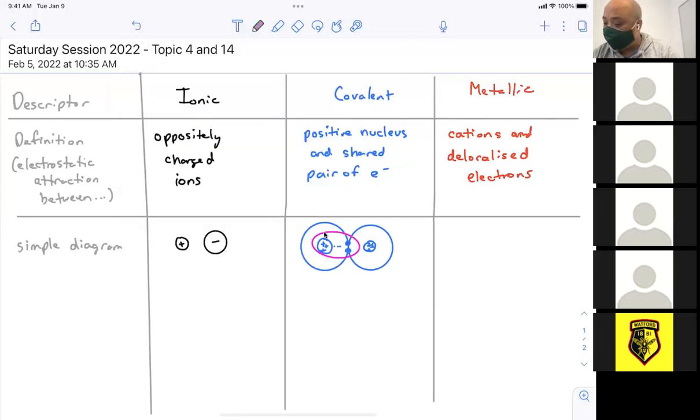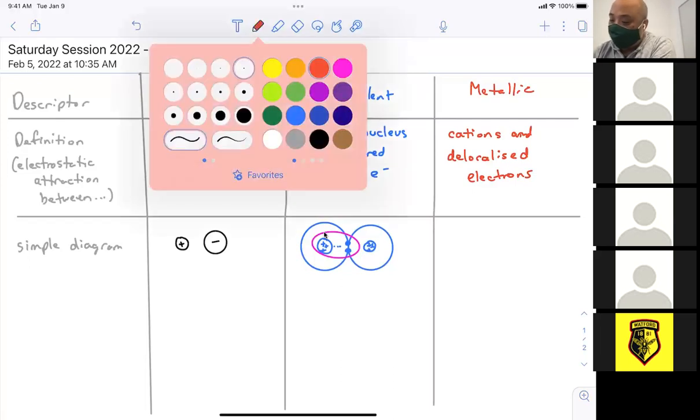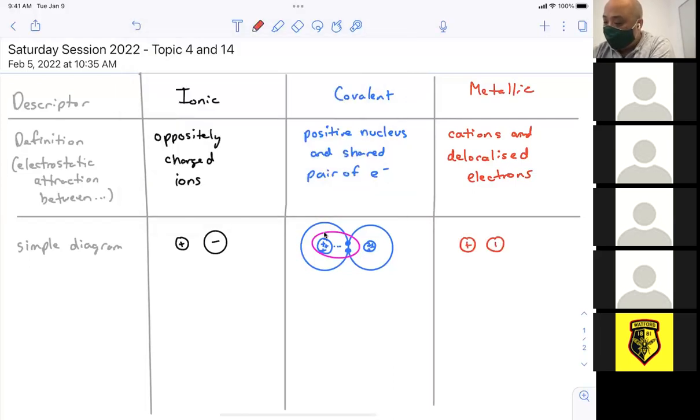Whereas if you had to draw metallic bonding, what you have are positive ions, cations, surrounded by delocalized electrons. Those electrons aren't owned by any specific atom, they are just contributing to the entire bonding structure. Hence the word delocalized. And that's what gives it certain properties. We'll talk about those properties a little bit later.